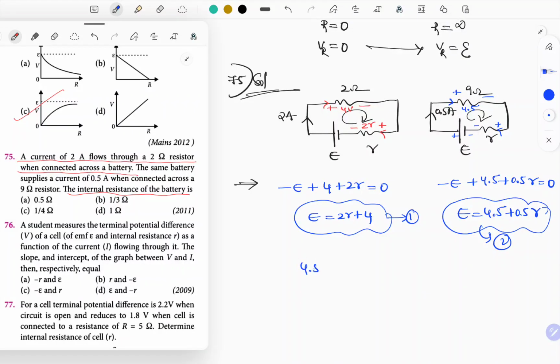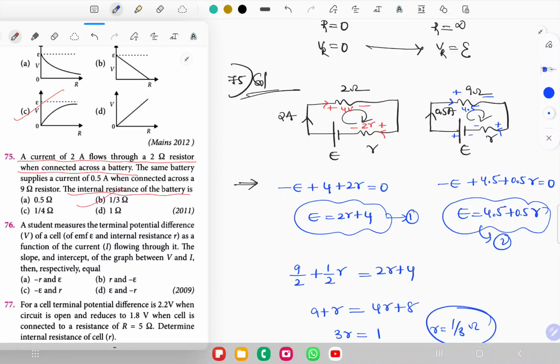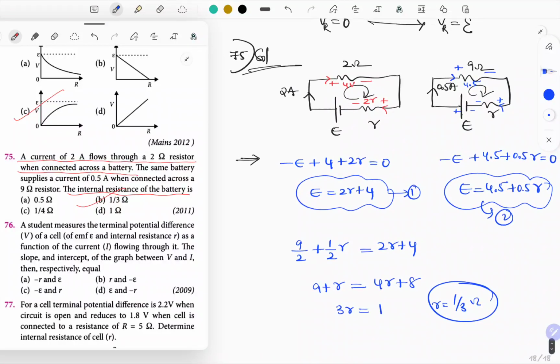So instead of 4.5 you can write it as 9 by 2 plus 1 by 2 into R is equal to 2R plus 4. So 9 plus R is equal to 4R plus 8. So 3R is equal to 1 and R is equal to 1 by 3 ohm. Which option? Option B is the correct answer. Got it?